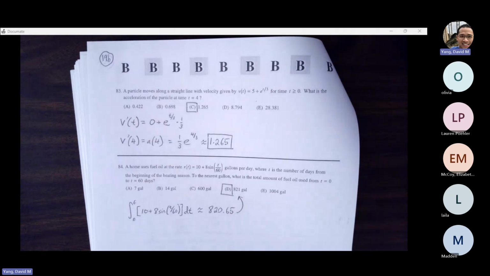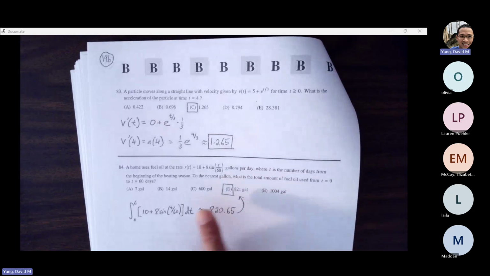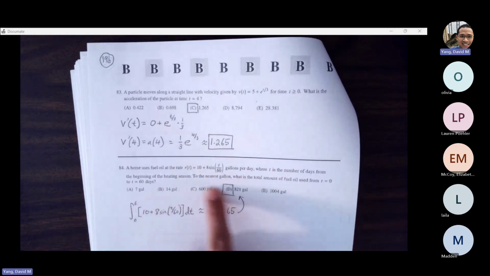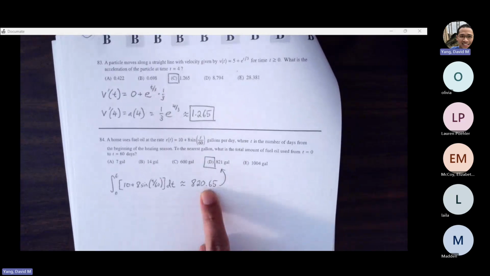84, a home uses fuel at a rate of R of t. To the nearest gallon, what is the total amount of fuel oil used? So we want to get from a rate up to the function level. We just take the antiderivative from 0 to 6. So this is quick. Math 9 will give us that answer.